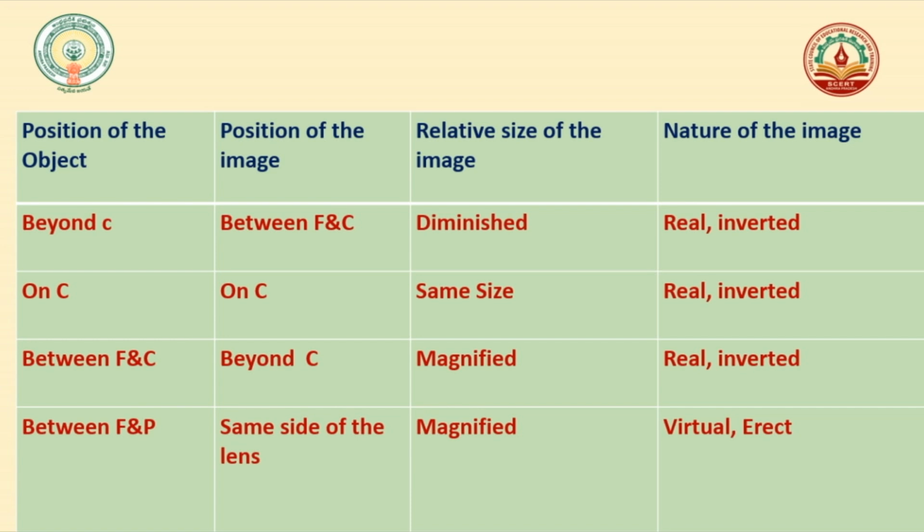Those are inverted also. Whereas in the fourth case, if the object is between F and P, the image will be on the same side of the lens, magnified, virtual, erect. When the object is between F and P, a virtual image will be formed. This is the special case we have to identify in the case of a convex lens.